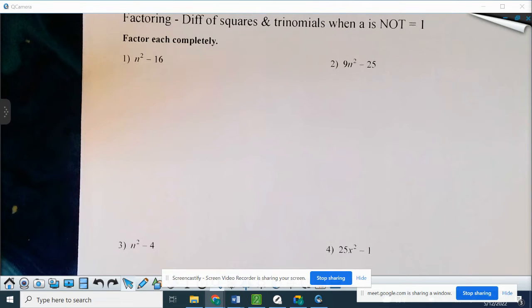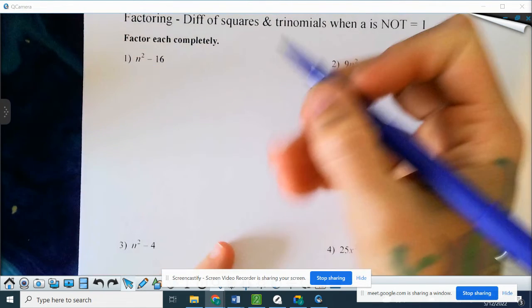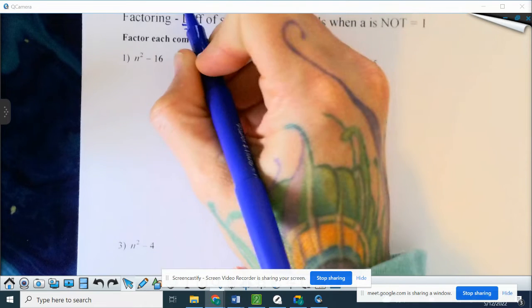Number one, the first thing we're going to do is differences of squares. The things you have to know, and this is going to sound very repetitive to the video you guys have posted to take as notes. But one, it has to be a difference, so it has to be subtraction.